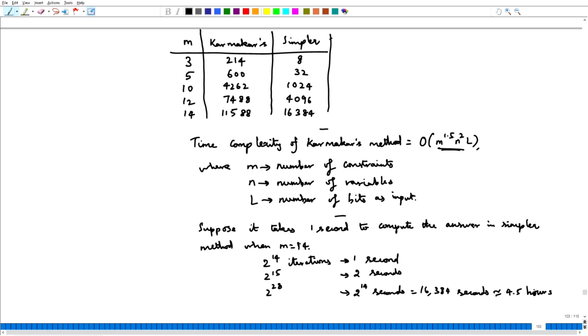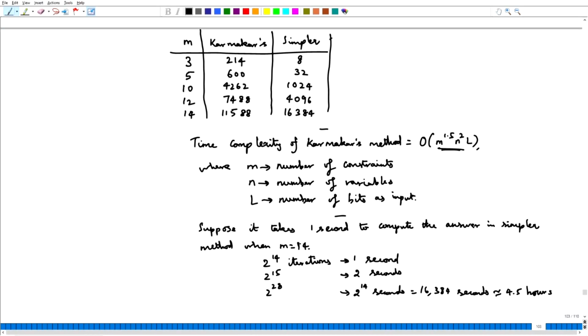So, when m is equal to 14, we assume that it completes in 1 second. Computer is fast, it computes in 1 second. But suppose you give m equal to 28, the simplex algorithm takes 4.5 hours to converge to the answer. So, it is so slow, right. You can see that yourself, I do not have to explain that anymore.